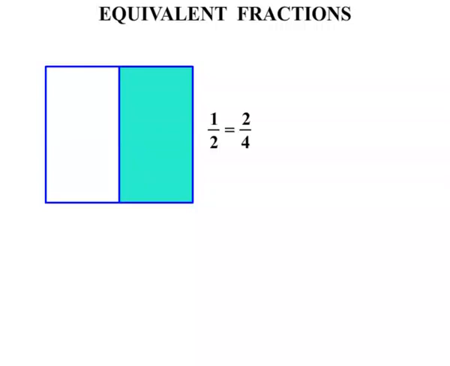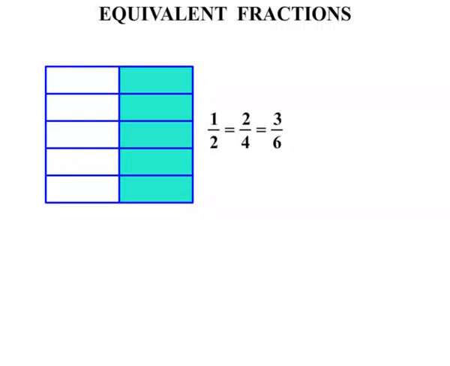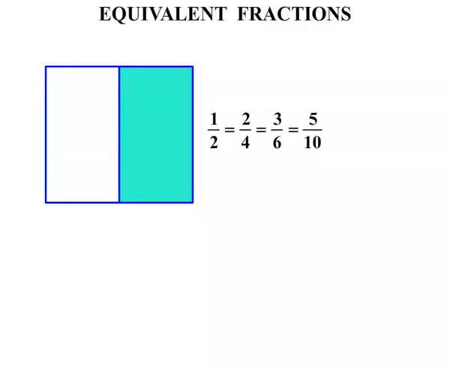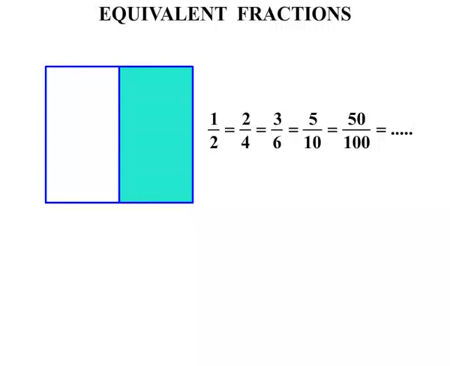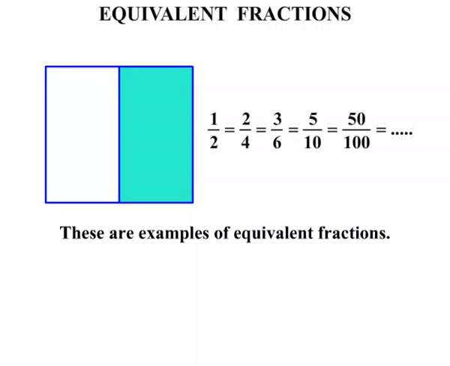If we split the diagram up into 6 pieces, 3 are shaded, so it's the same as 3/6. If we break it up into 10 pieces, 5 are shaded, so it equals 5/10 as well. Now we could continue on this way. We could break it up into 100 pieces, and if you were to count them, you'd find that 50 are shaded, so 50/100ths. And we could continue on that way. So these are all examples of equivalent fractions.